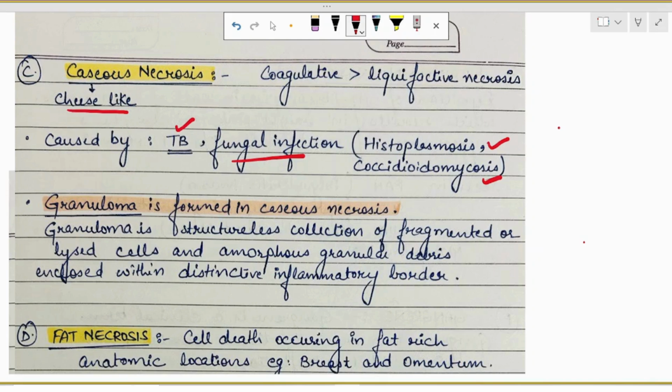So, what does it mean? That in caseous necrosis, there occurs the granuloma formation, and granuloma is actually the collection of the epithelioid cells. That is, it is actually the collection of fragmented or the lysed cells, and there will be the amorphous granular debris in the center, giving a distinct inflammatory border, and that inflammatory border is usually made up by the lymphocytes. So, in caseous necrosis, there occurs the granuloma formation.